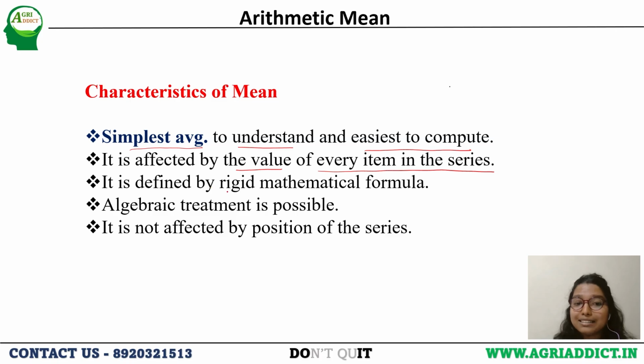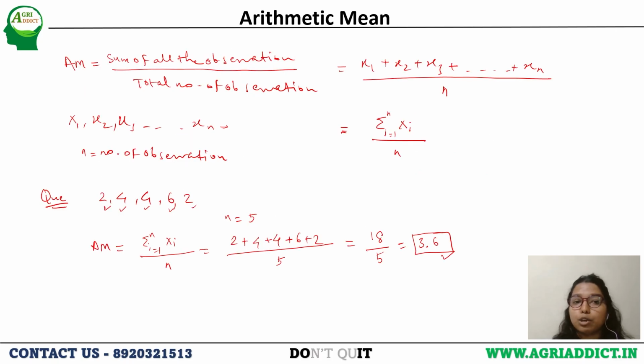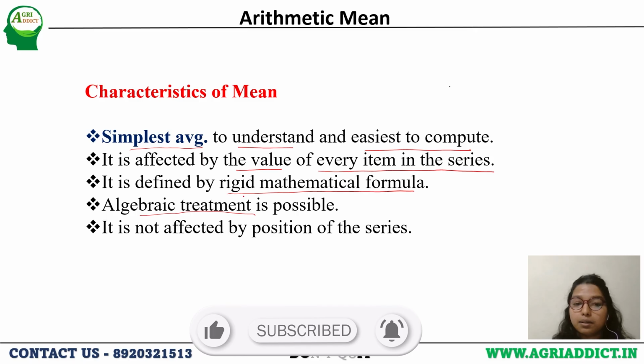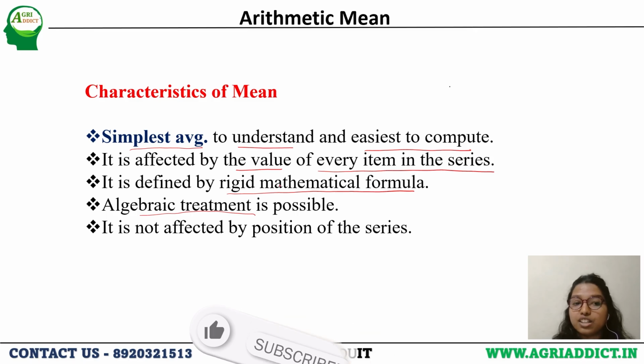It is defined by a rigid mathematical formula. We saw that it is the sum of observations divided by the total number of observations. Now we can say this is our mathematical formula. So it is defined by a mathematical formula. Then algebraic treatment of mean is possible, we can treat the mean algebraically.